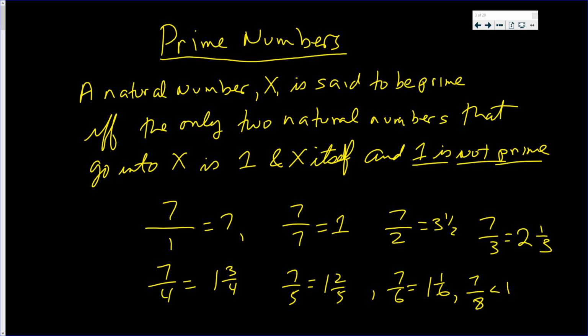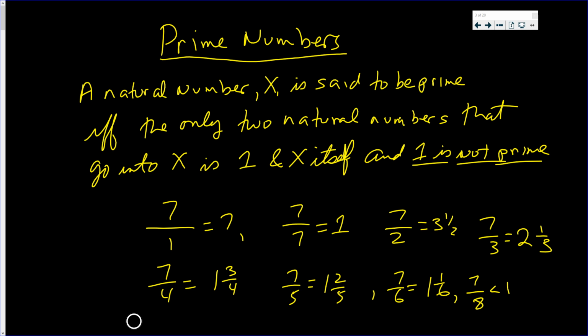Our number can only go into 7 if it goes in 1 time, or 2 times, or 3 times. Not less than 1 time. Can't go in 0 times. Okay. So 7 is a prime number.